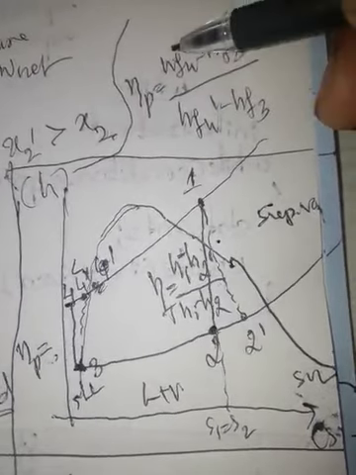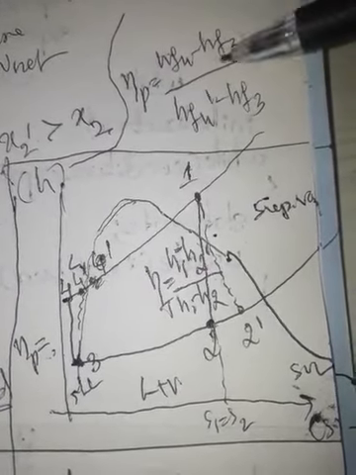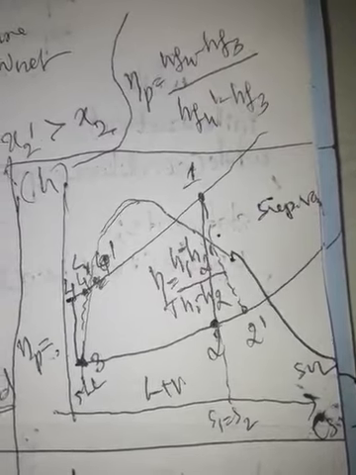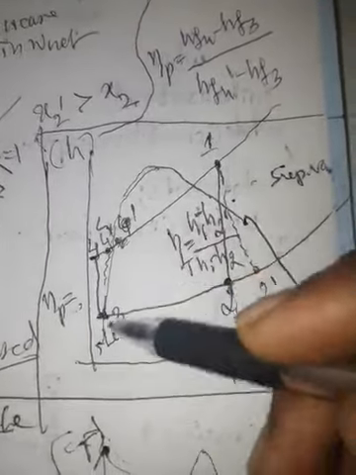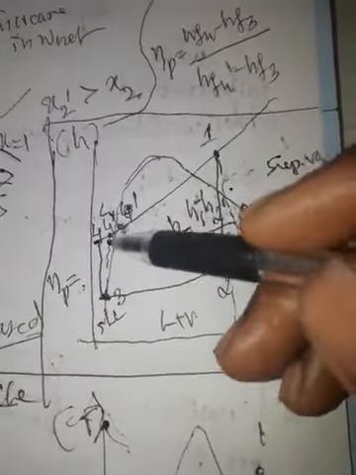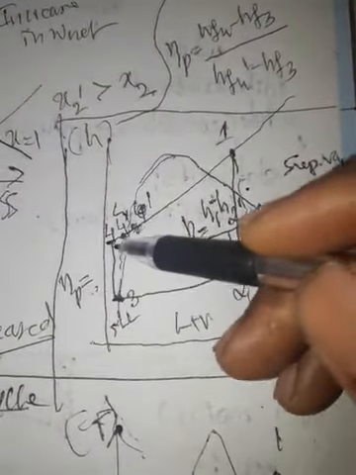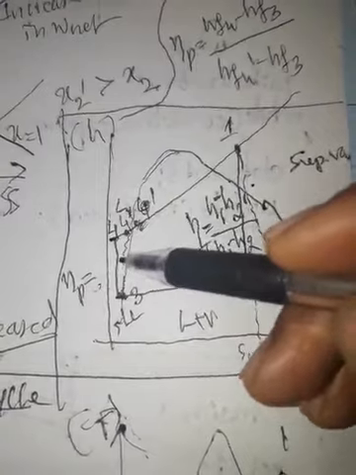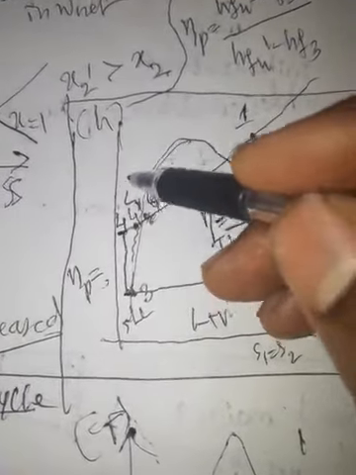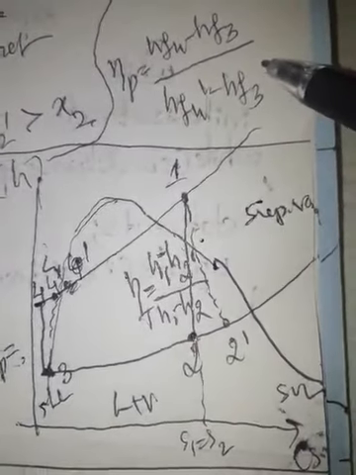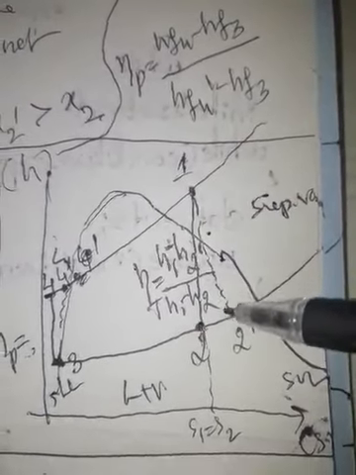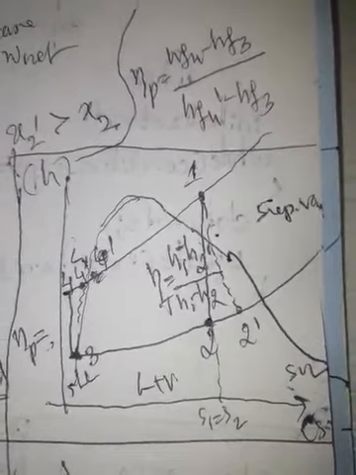The same formula can also be written as H4 minus H3 divided by H4 dash minus H3. But finally you have to substitute liquid enthalpy values, because state 3 and state 4 are in the liquid region, before the saturated liquid. So this is the pump efficiency formula. You must remember, these will be used to solve the problems.